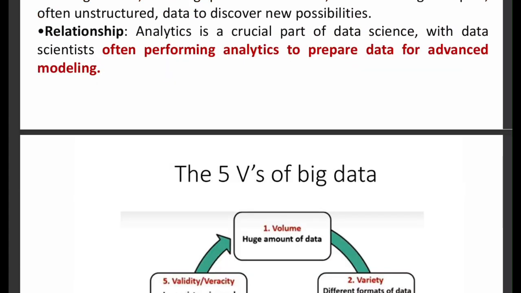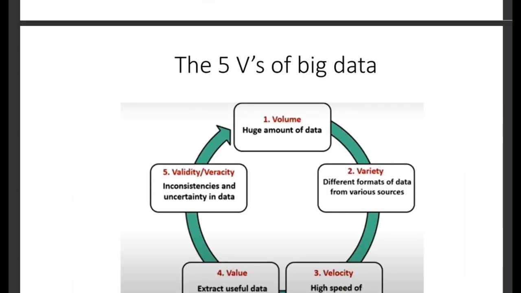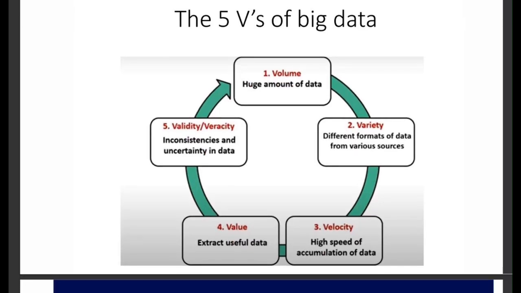Now let's discuss the 5 V's of big data. The first one is volume and the second one is variety. Third one is velocity, fourth is value and fifth is validity or veracity. Volume is huge amount of data. Variety means different formats of data from various sources. Velocity means high speed of accumulation of data. And value means extracting useful data. And validity or veracity means inconsistencies and uncertainty in data.